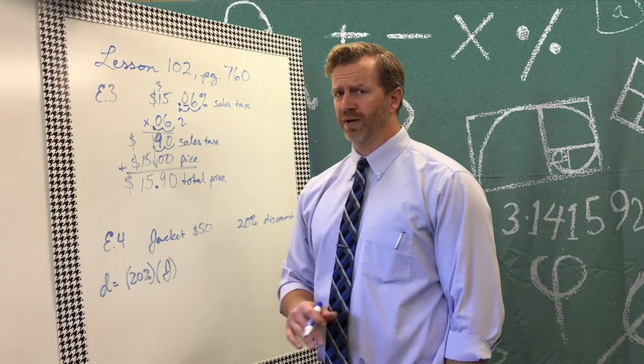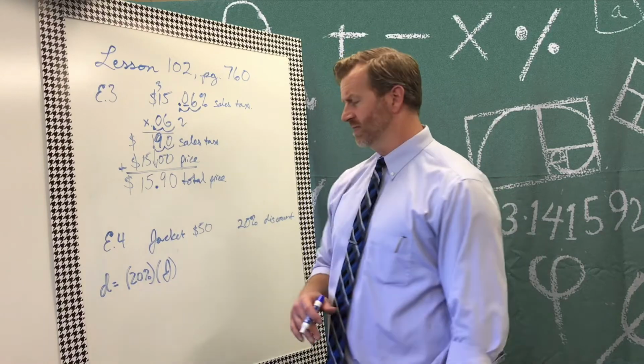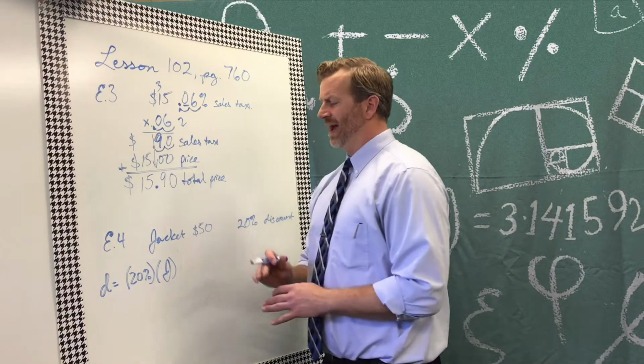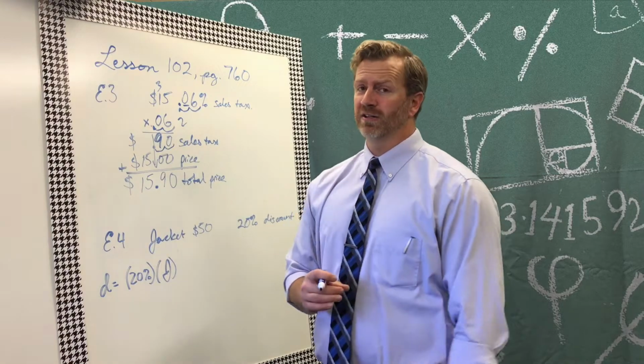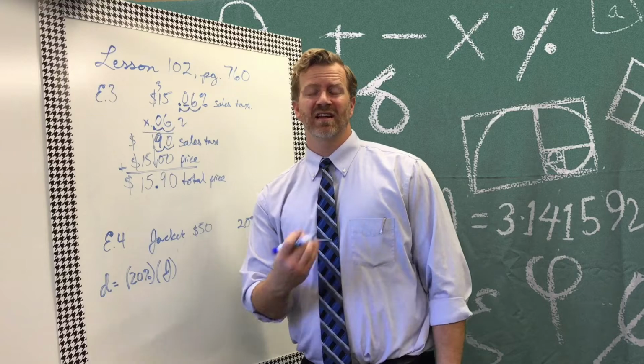Let's check out example number 4. We got a whole list of items. We'll go over a couple of those items later. But the main item we're looking at is a jacket. It's $50, but it's on discount right now. It's sale time. They're going to give us 20% off.